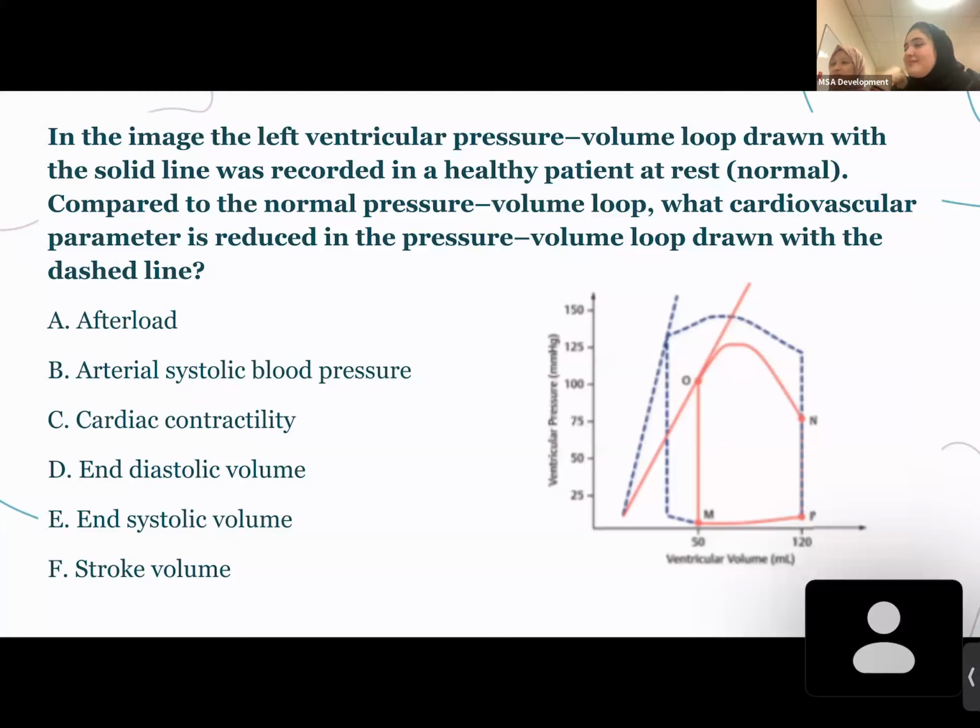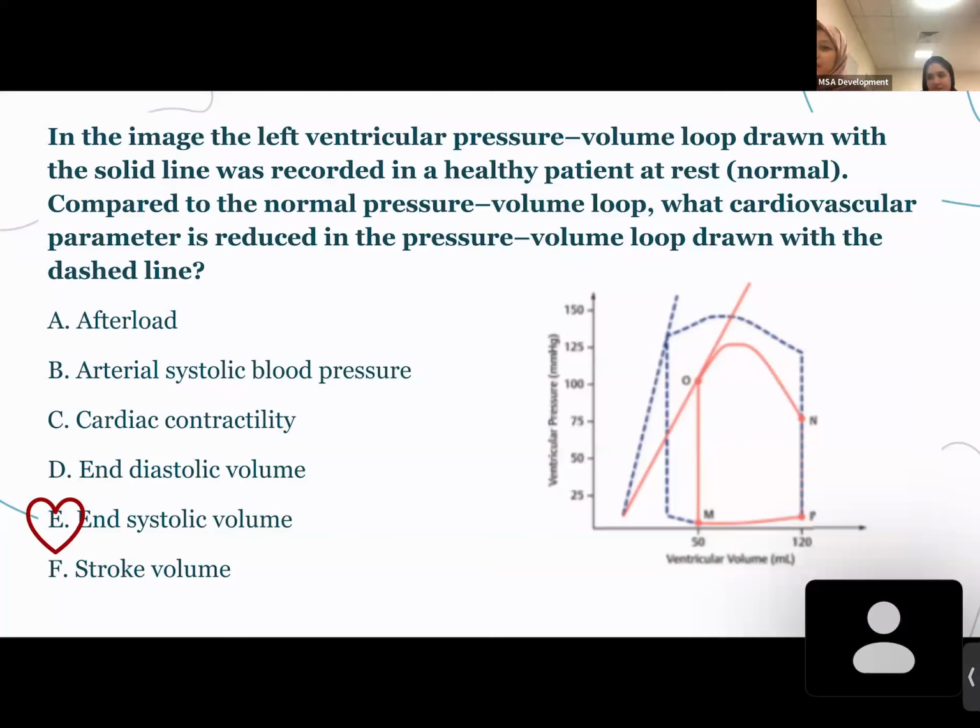Okay, it's fine. We can see what the answer is. But do you want to explain, whoever said? Do you want to explain why? I think someone did. Someone said D, less volume. It's okay. So the correct answer is E, as end systolic volume decreases.